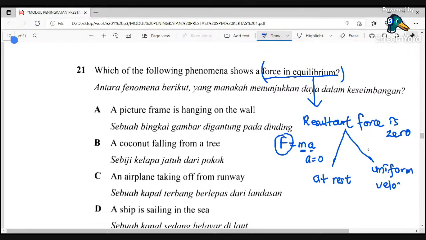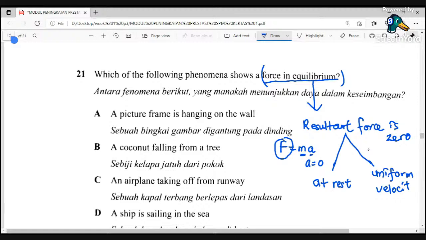Mana-mana jawapan di sini yang menunjukkan dua situasi ni, maka itu adalah jawapan. A, a picture frame is hanging on the wall. Hanging on the wall is at rest, meaning forces in equilibrium. So you can see the first one is correct. This one will be the answer. Let's look at the rest.